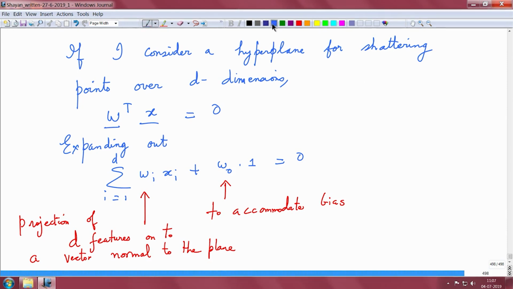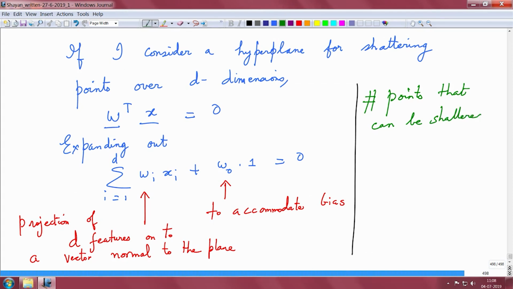Okay. So, what we have from our conclusions is the number of points that can be shattered in R^d is d plus 1, and that is an important result. Okay.